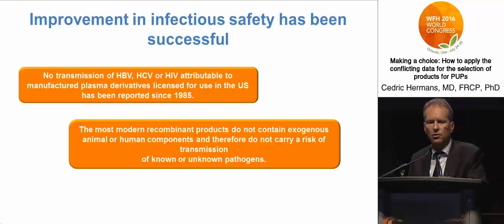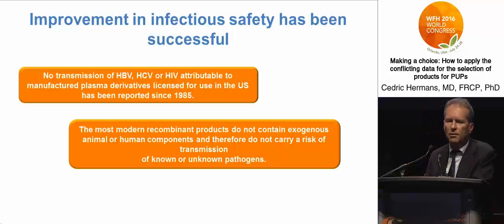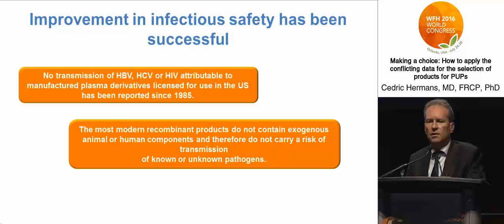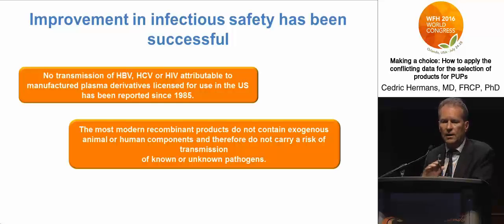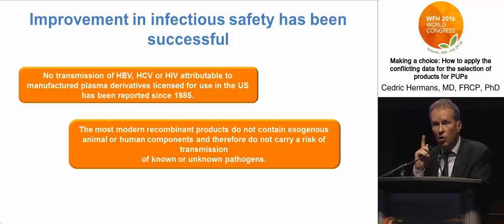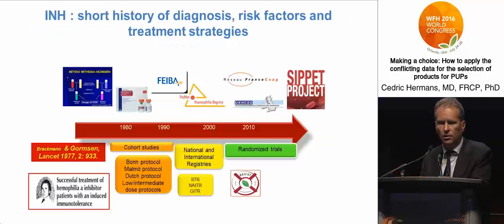No transmission of HBV, HCV, HIV attributable to manufactured plasma derivatives since 1985. And I would like also to stress the fact that recombinant products do not contain any exogenous protein and do not carry the risk of transmitting known but also unknown emerging pathogens. We shouldn't forget this in our discussion.